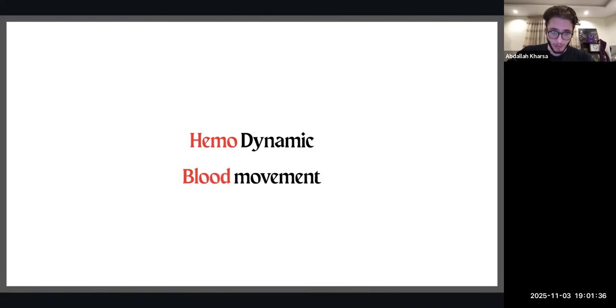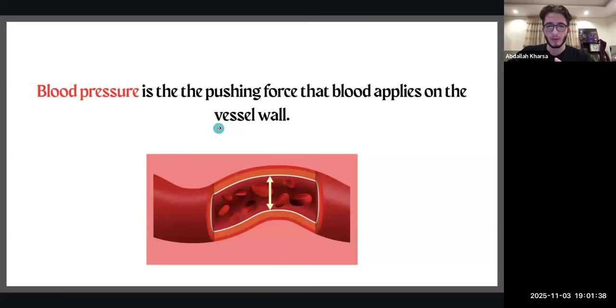Great. So, first of all, we're going to have some definitions. So, first of all, blood pressure. Blood pressure is the pushing force that blood applies on the wall of the vessel. So, you can imagine as blood flows, if it flows harder or it hits the walls more, it's going to have higher blood pressure. Okay.